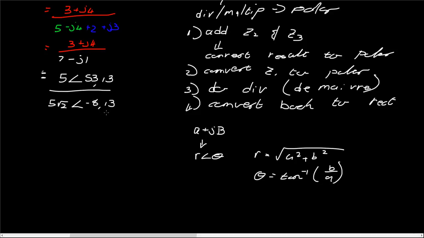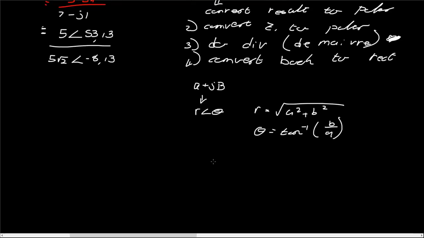Okay, the next step is to do the division using De Moivre's theorem. Remember, De Moivre's theorem for division says that R1 angle theta 1 over R2 angle theta 2 is equal to R1 over R2 angle theta 1 minus theta 2. Easy stuff, so let's do that.